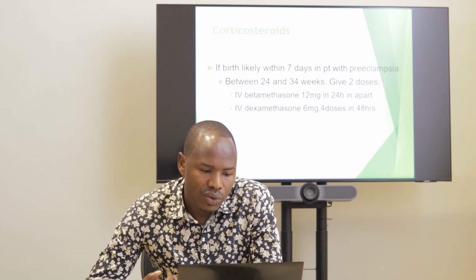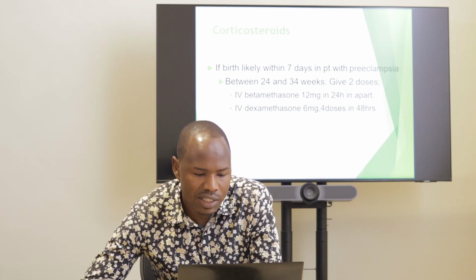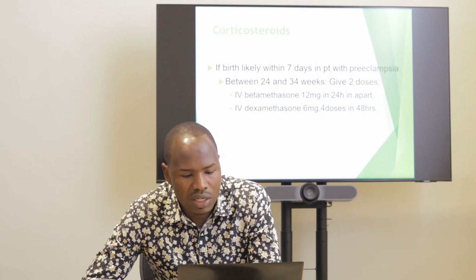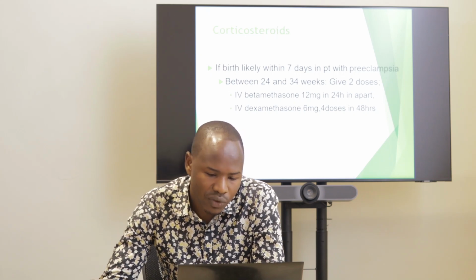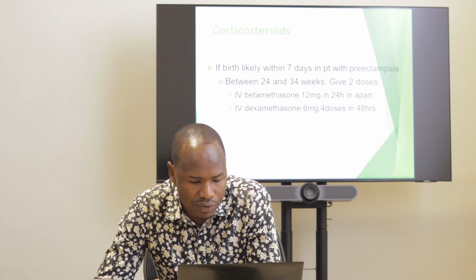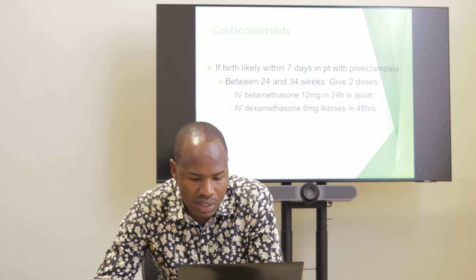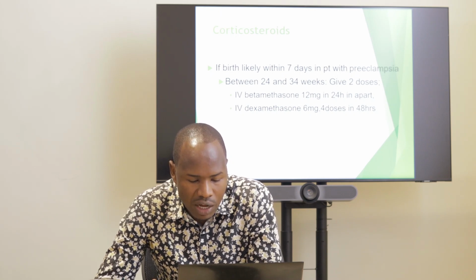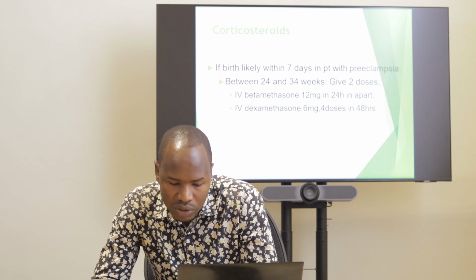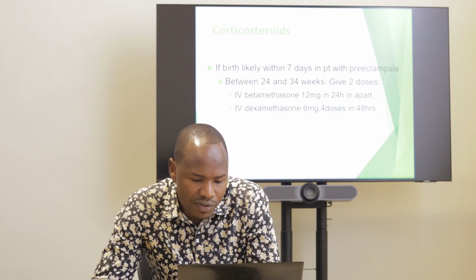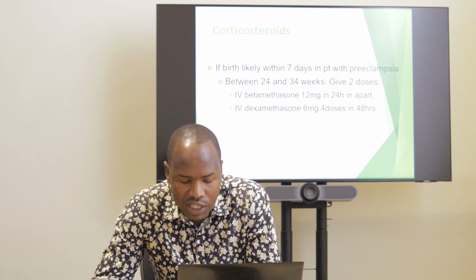Corticosteroids are given when the birth is likely to happen within 7 days in a patient with preeclampsia. Between 24 to 34 weeks, we give 2 doses of betamethasone IV, 12 milligram, 24 hours apart. It means we have to give those 12 milligram doses within 24 hours. And then we give IV dexamethasone 6 milligram, 4 doses in 48 hours.